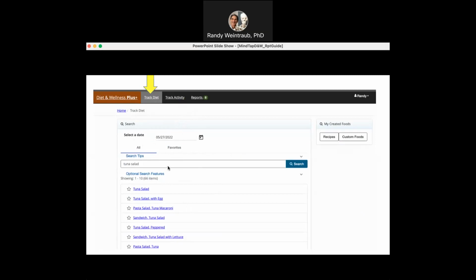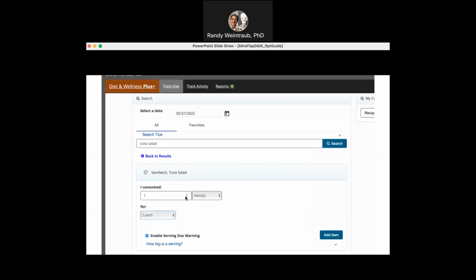And here's one example. I put in tuna salad, and the database pulls up a bunch of things that it has around tuna salad. It could be with egg, it could be with pasta, and what I was looking for was simply a tuna salad sandwich. And here it is. I found it, and I'm going to say what that is for. And that was for lunch on this particular day.